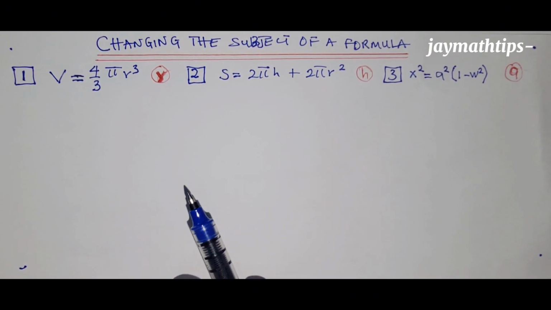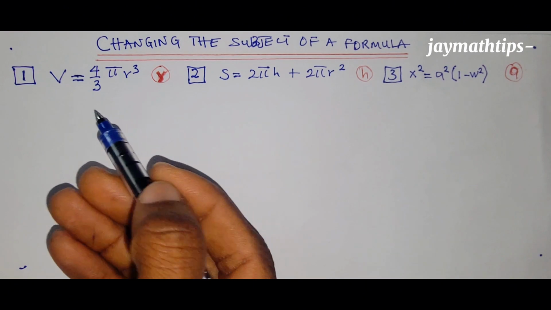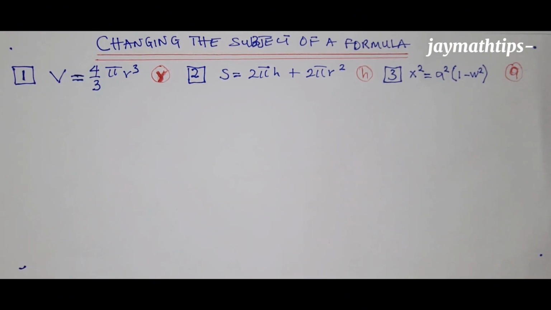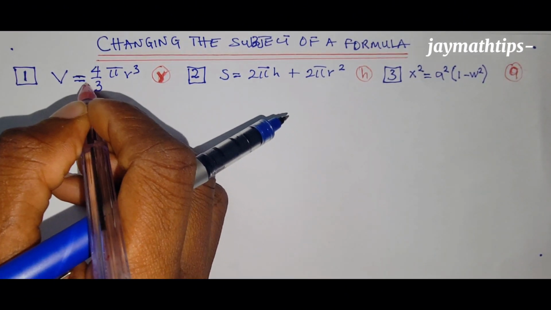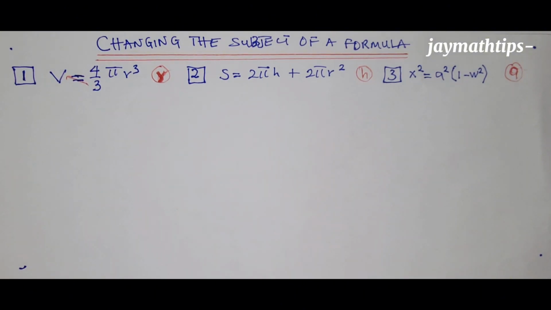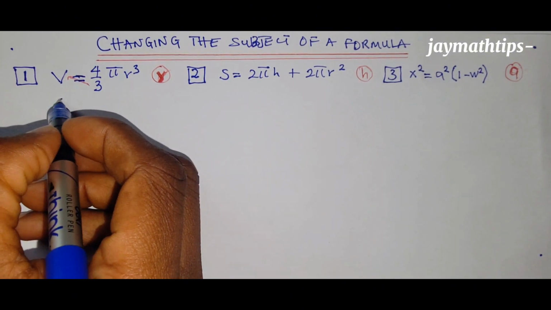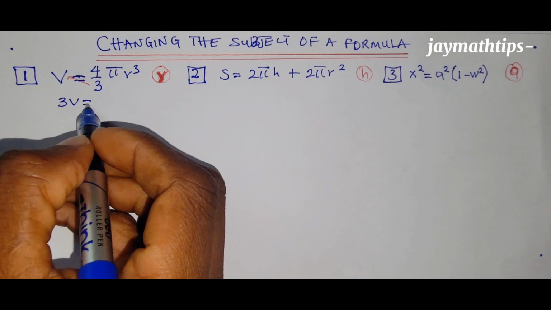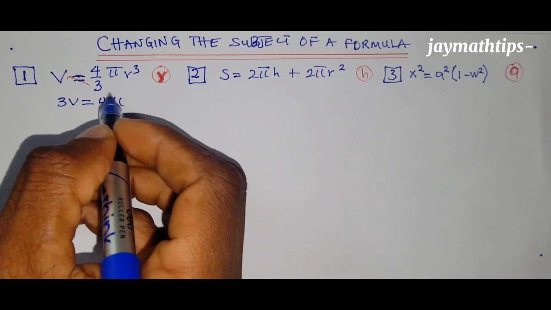So to do this, the first step here is to multiply this 3 by V. You have 3V equal to 4 pi r cube.